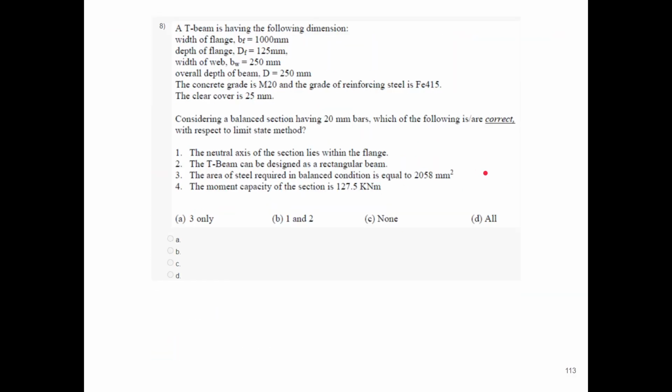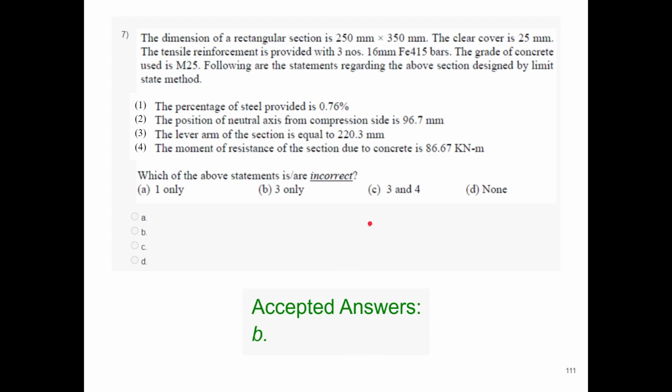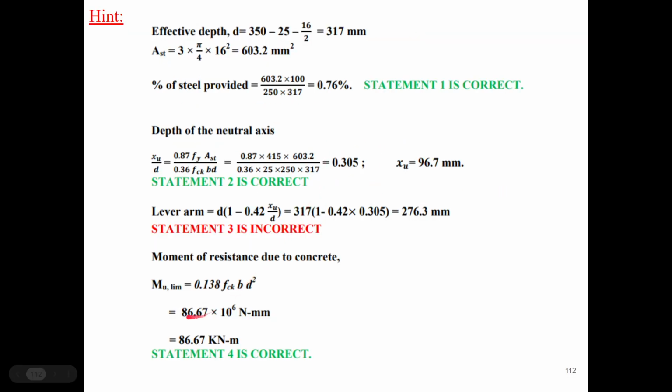Yeah, so here it is moment of resistance, it is 0.138 FCK BD square. So 86.67 it comes out, but I think one thing they should have written here, it is at balance section, at limiting condition. I think they have forgot to write the word. So it is at limiting value, it will be 86.67 kilonewton meter.